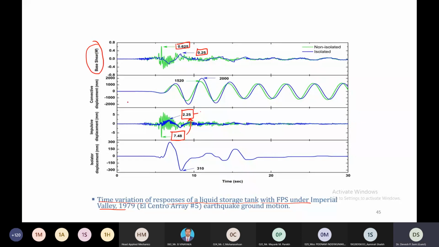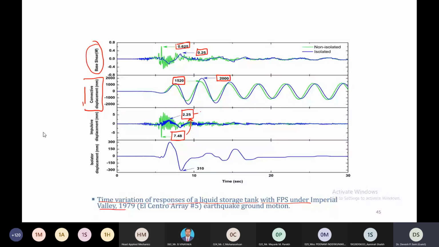But it is interesting to note that convective displacement for the isolated system is 2000 millimeter, and that for the fixed base system is 1520. That means when liquid storage tanks are kept on an isolation system, the convective displacement increases, whereas base shear and impulsive displacement reduce drastically.